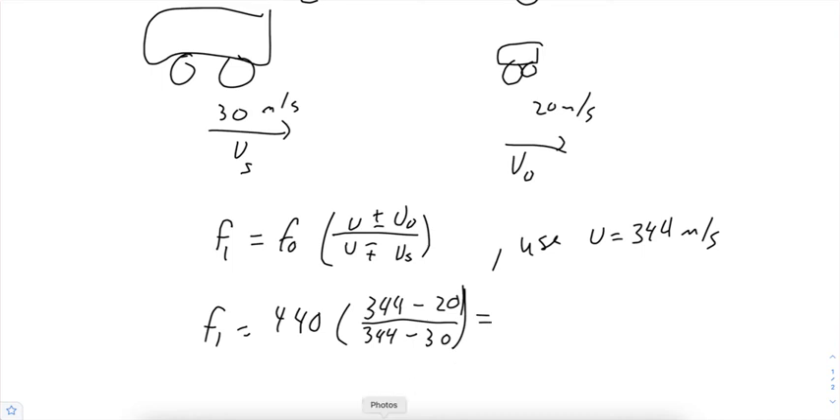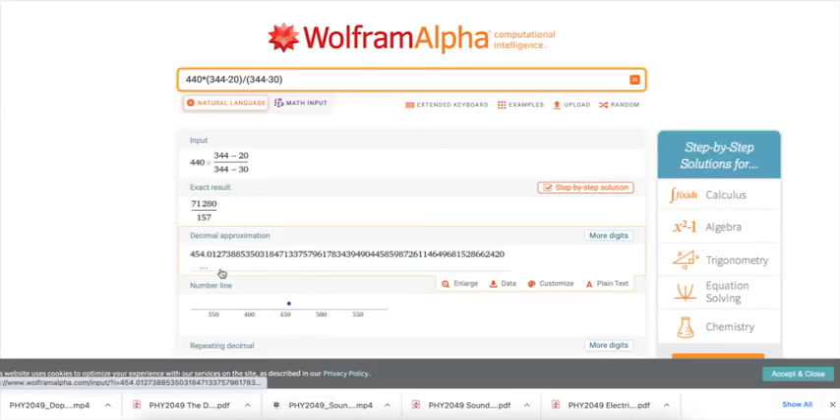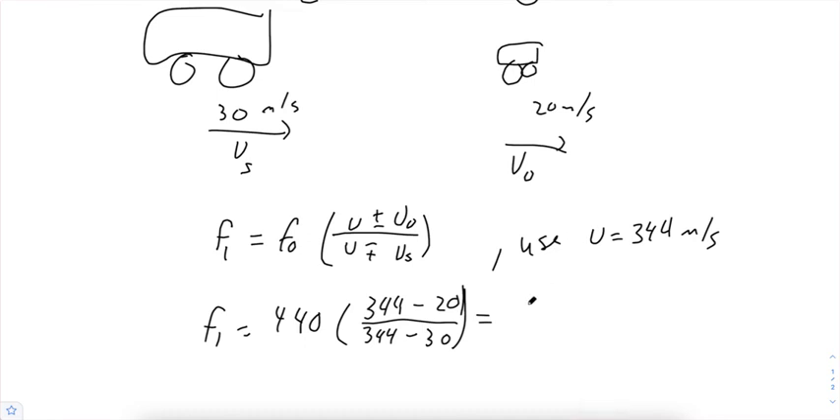Okay, and I've already worked this out. This is 454 hertz, approximately. And there's our final answer.